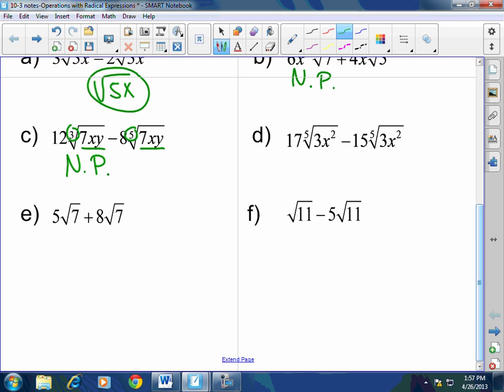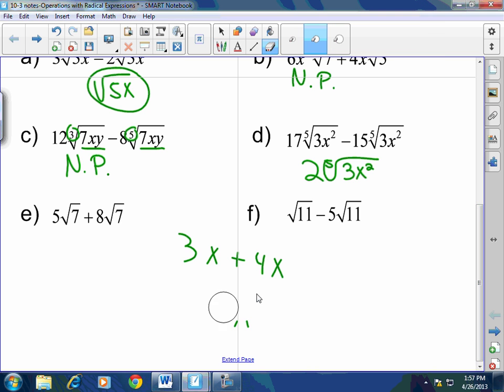Now, letter D. 17 fifth root of 3x squared minus 15 fifth root of 3x squared. Yes, they are like radicals. So, what's my answer here? 2 fifth root of 3x squared. Please notice, are we adding the insides of the radicand? No, no, no. You treat those like variables, right? If I had 3x plus 4x, it's just 7x, right? It's not 7x squared, right? That's when we multiply that we add the exponents.